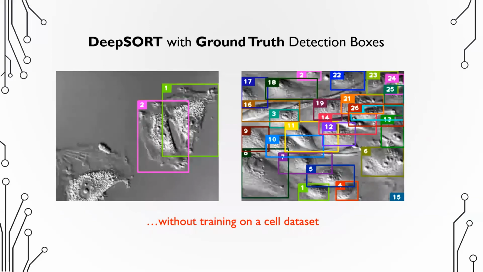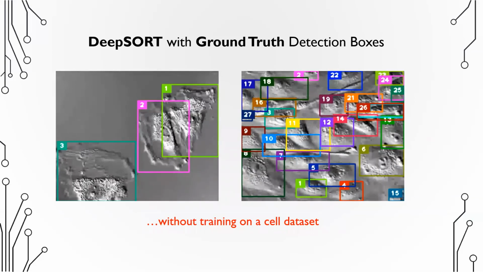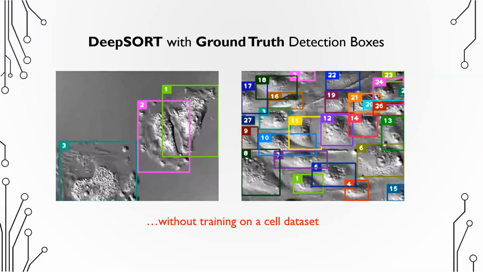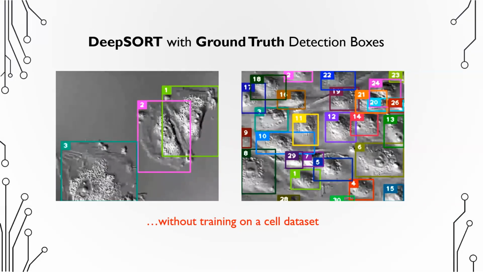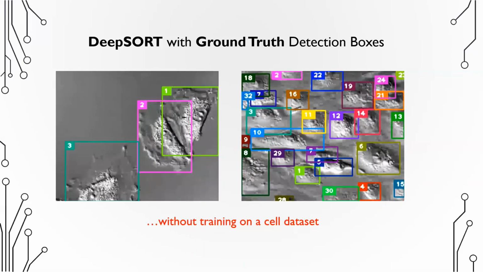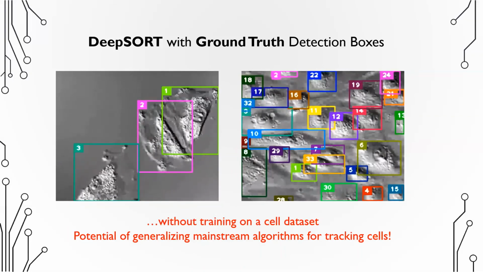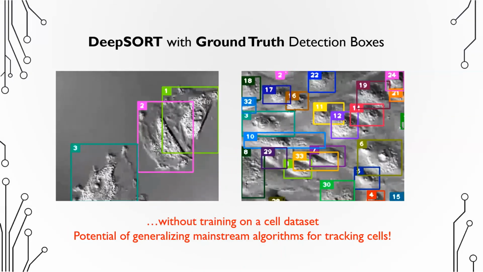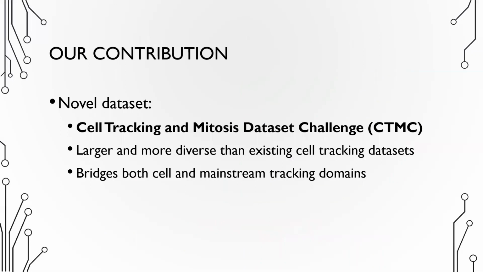Interestingly, we see that when a mainstream algorithm is fed with ground truth detection boxes as input, the results are exceptional. This is interesting, especially given the model was not trained on a cell dataset, and that shows the potential of generalizing mainstream algorithms for tracking cells. To summarize our contribution, with 86 sequences from 14 different cell lines, our dataset is larger and more diverse than existing cell tracking datasets, and more importantly, it is aimed at bridging the cell tracking and mainstream tracking communities.